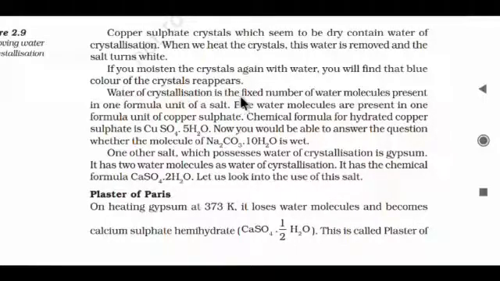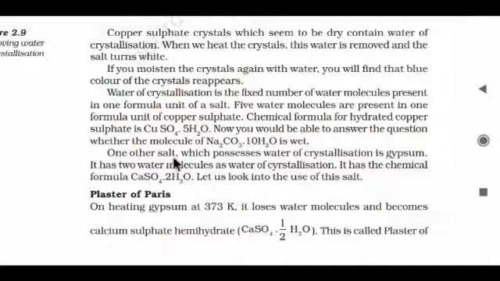Water of crystallization is a fixed number of water molecules present in one formula unit of a salt. As we have seen, Na2CO3 has 10 molecules of water. 5 water molecules are present in one formula unit of copper sulfate. The chemical formula for hydrated copper sulfate is CuSO4·5H2O. Now you would be able to answer the question of whether Na2CO3·10H2O is wet.